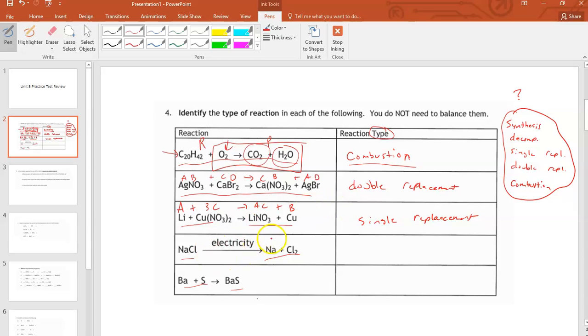Okay, in this case, we are taking a single material with 2 parts, AB, and splitting it into its constituent elements, A plus B, which would be a decomposition. All right, and in this case, we have A by itself plus B by itself combines to a single substance, making this a synthesis reaction.